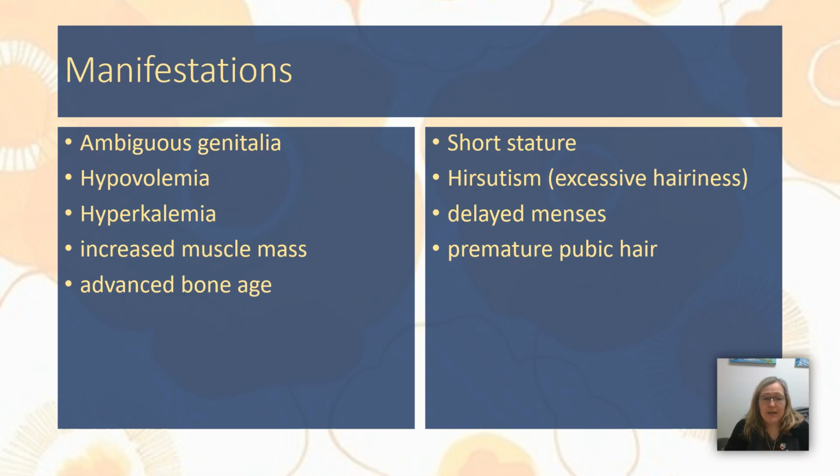So manifestations of this, of course, are ambiguous genitalia, short stature, hypovolemia, hyperkalemia, increased muscle mass, advanced bone age, delayed menstruation in females, premature pubic hair, and excessive hairiness. So I'm going to show you in the next slide a picture of a child that has this disorder, and I'll point out some things that are important for you to remember on the test.